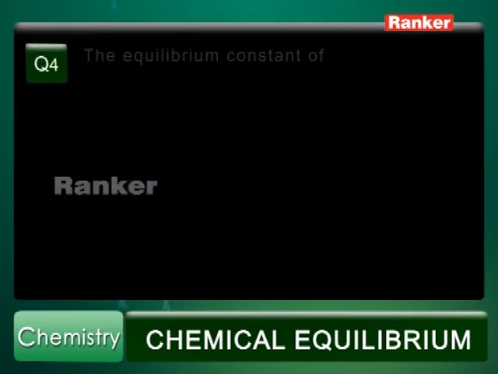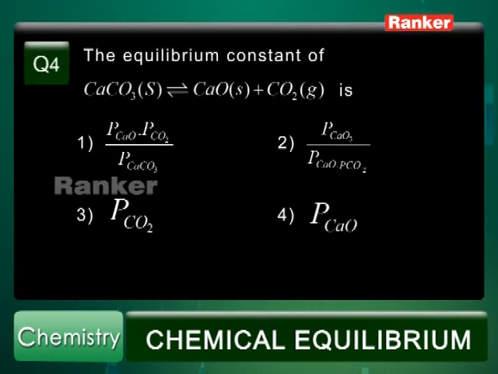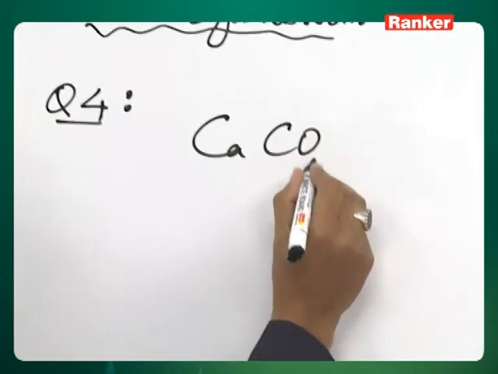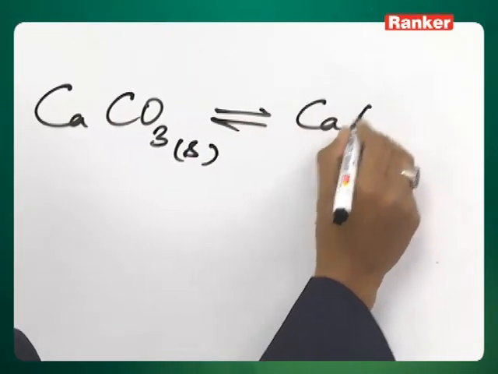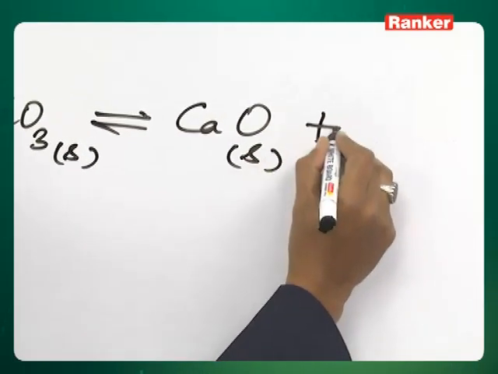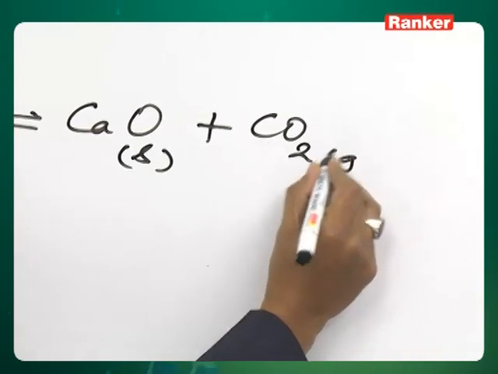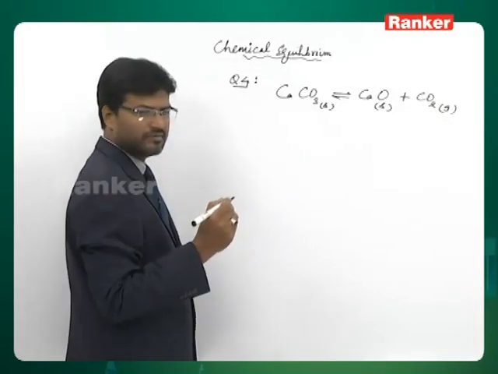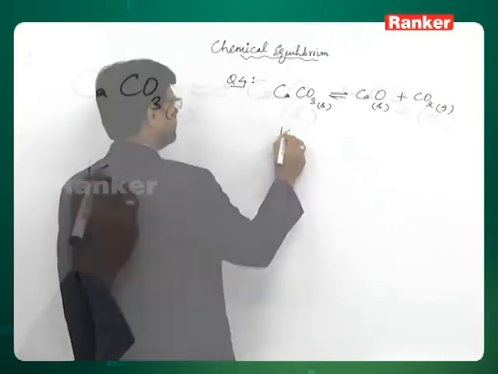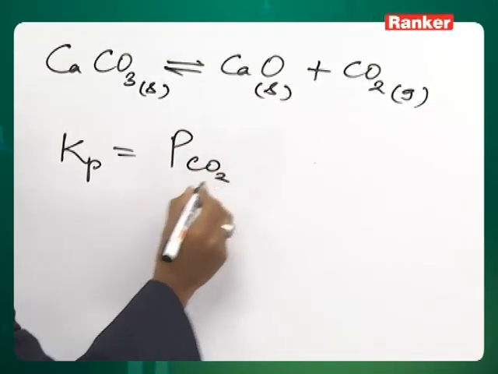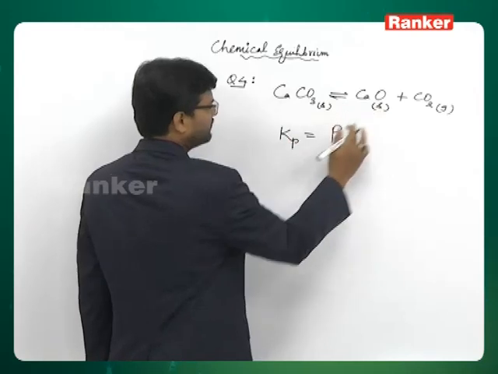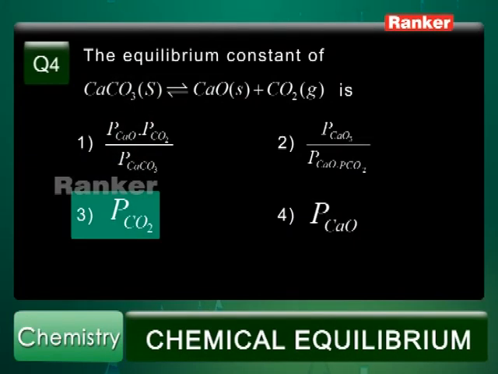Question number 4. The equilibrium constant of CaCO3 solid, this is a solid, gives rise to CaO, which is also a solid, plus CO2, which is a gas. So what is the equilibrium constant for this? So Kp equals PCO2. These two are neglected because they are solids. So the correct answer is the third option, PCO2.